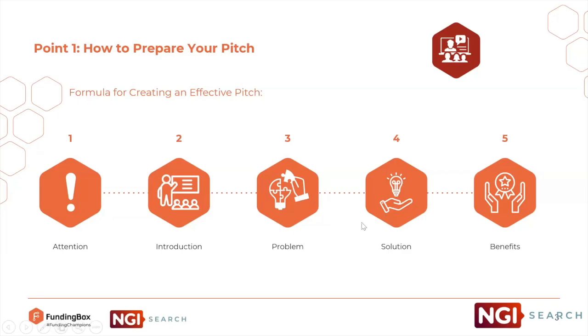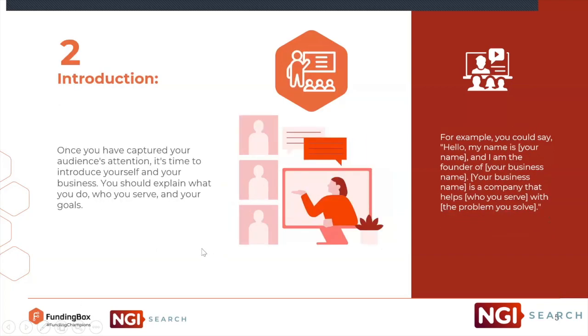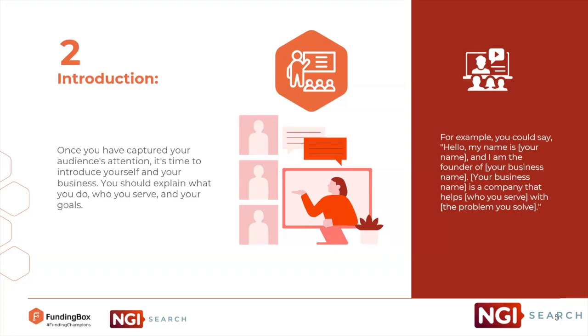Classic points. So, attention. The first step is to get your audience's attention. You can do this by telling them a story, asking a question, many classic things. Then you make your introduction, because once you have captured your audience's attention, it's time to introduce yourself and your business. So you should explain what you do, who you serve, and your goals.